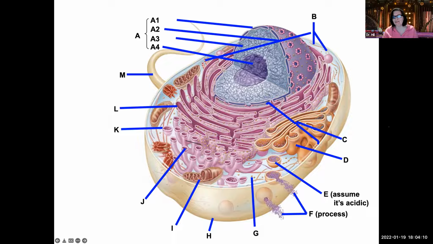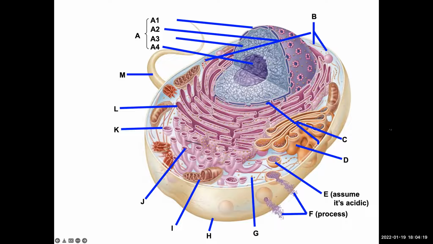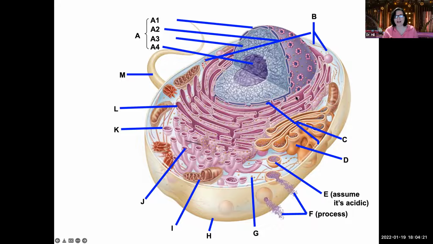And A4, Lucia, what would you say? A4, this dark spot. Is that a nucleus? That is the nucleolus. Good. All right. And as Tiffany mentioned, this whole entire structure is the nucleus. Okay. Let's next go to Lauren. B. What is B pointing to?